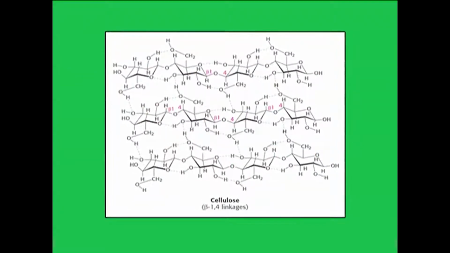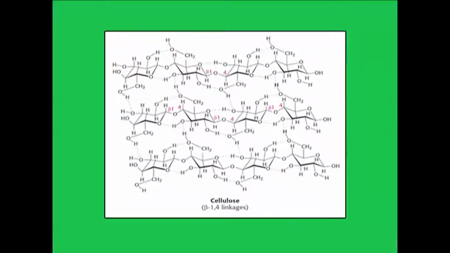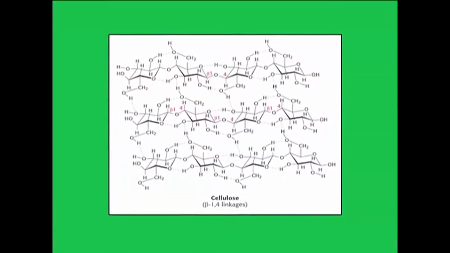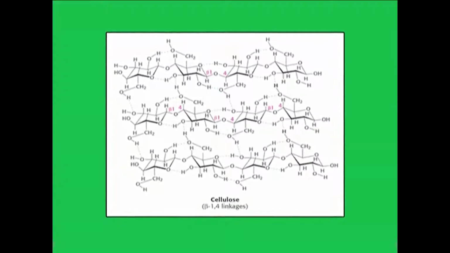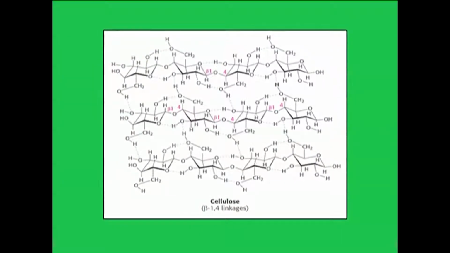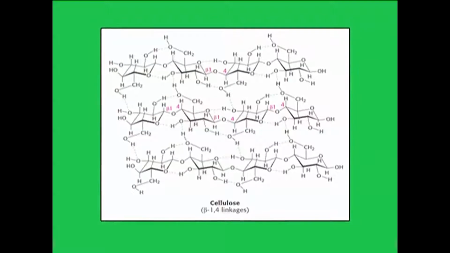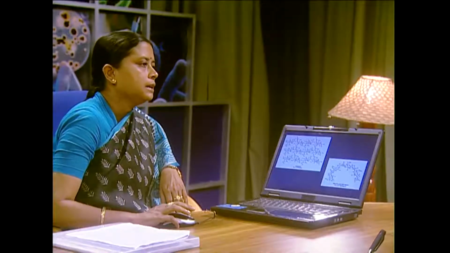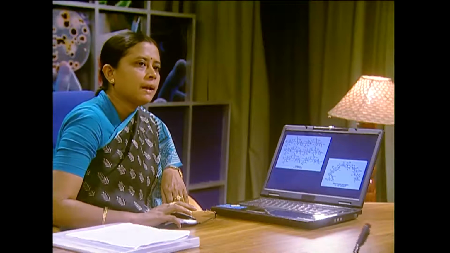All the beta 1,4 glycosidic bonds are so oriented that a chain of cellulose can be prepared, and these chains of cellulose are linked to each other by hydrogen bonds. These long chains run parallel, and they are responsible for the high tensile strength of the plants.